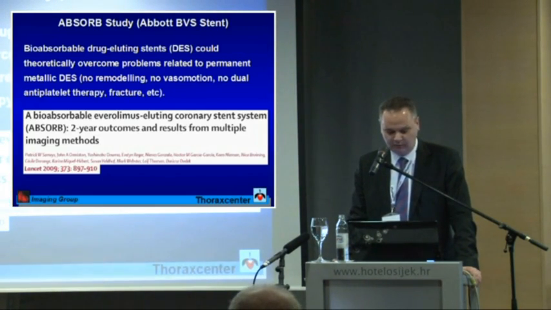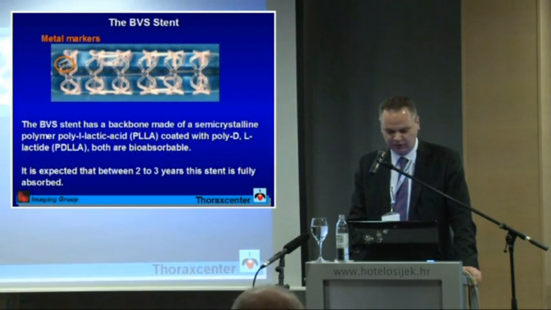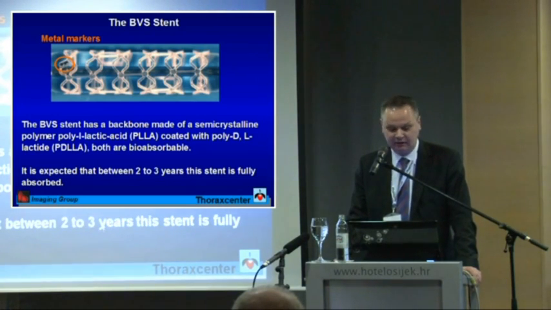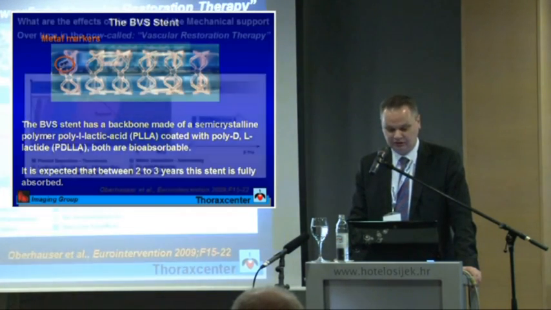If you want to read more about the background of this study, the Absorb study, you can read that in this paper published by Suarez in the Lancet 3 years ago. This is an image of such a bioabsorbable stent. It is made of a backbone of a semi-crystalline polymer, polylactic acid, or more popularly said, it's made of plastic. There are two tiny titanium markers, proximal and distal of the stent, to help you guide the placement of the stent during X-ray, because you cannot see the plastic on X-ray. It is expected that this stent is going to disappear between 2 and 3 years.